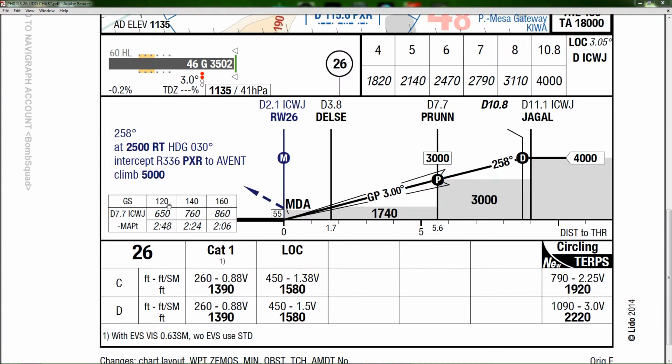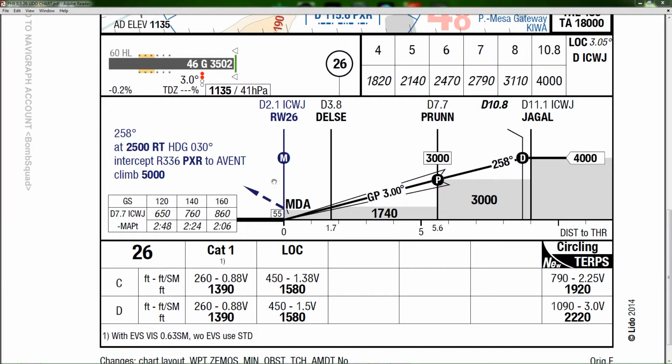At 120 knots, you want to descend at 650 feet per minute to maintain that 3-degree glide slope, and it'll take you about 2 minutes and 48 seconds to cover that distance from Prune to the missed approach point. At 160 knots, it takes you 2 minutes and 6 seconds. That's the information right here.